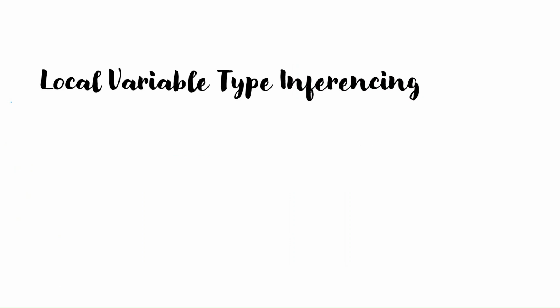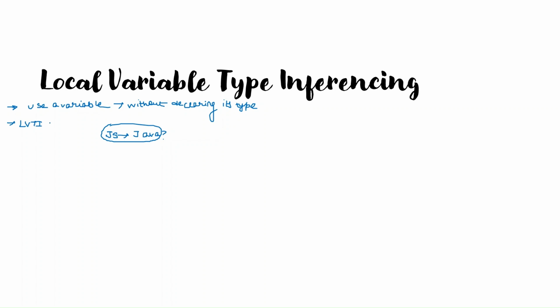Have you ever thought that you could use a variable without specifying its data type, without declaring its type? Have you ever wondered whether you can write exactly JavaScript-like code in Java? Well, now that has been brought to a success. It was brought to a success long back by the Java community with local variable type inferencing in JDK 10.